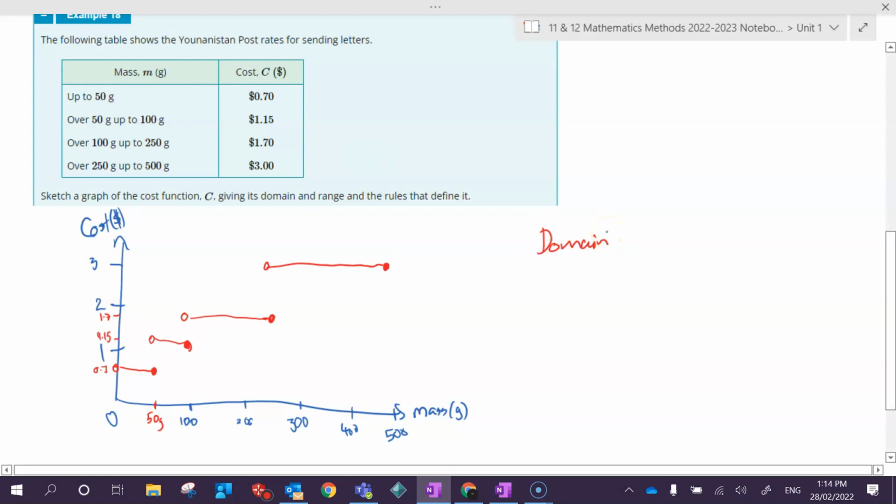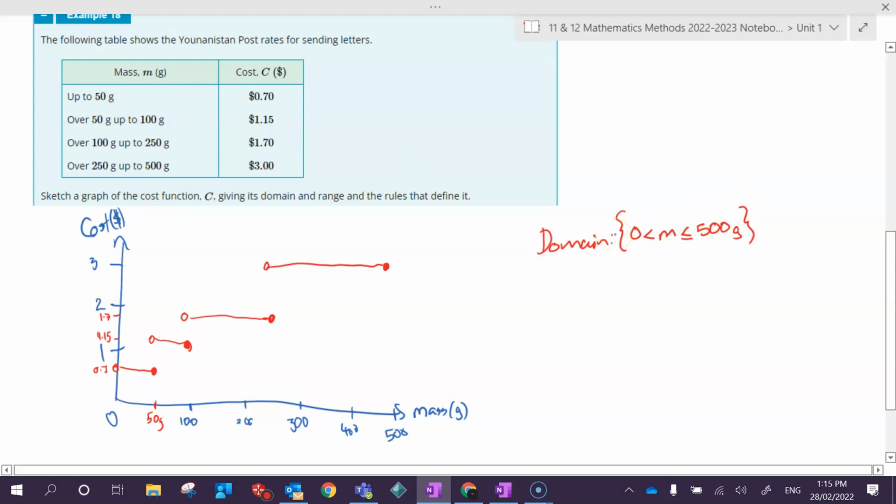What values can I input? This is going to be mass, M, so I'm going to have M, and I could say it's greater than 0 and less than or equal to 500. And if I measured that in grams, that would seem reasonable. Again, if you had greater than or equal to 0, I don't really mind. But your domain makes sense.